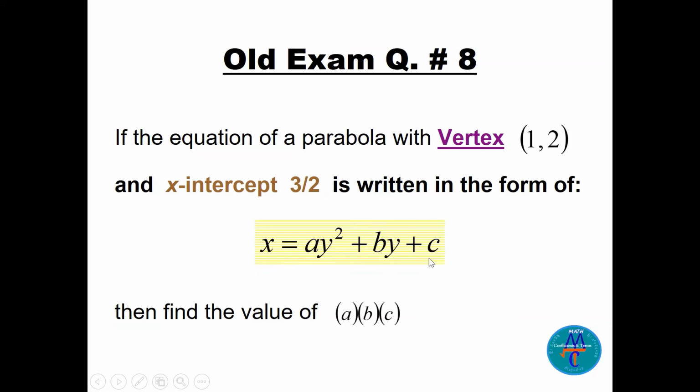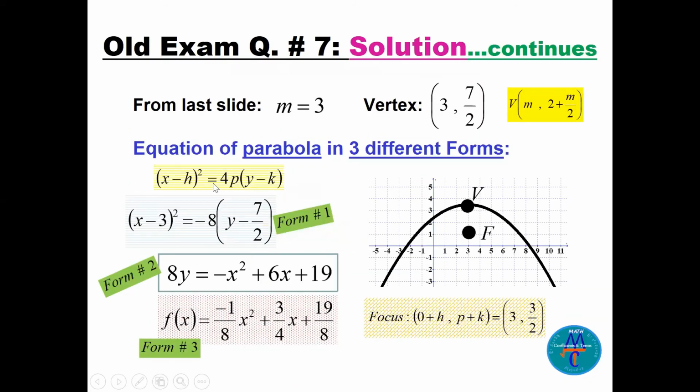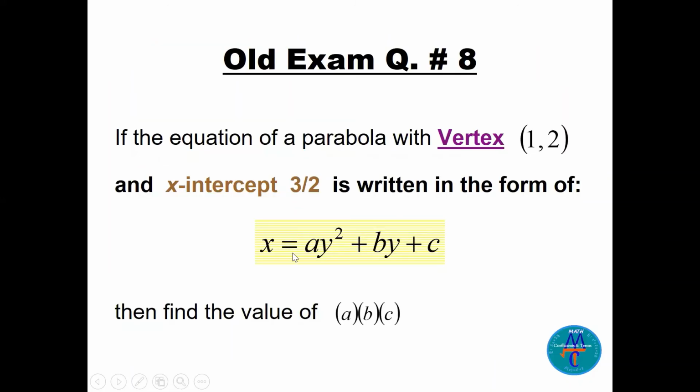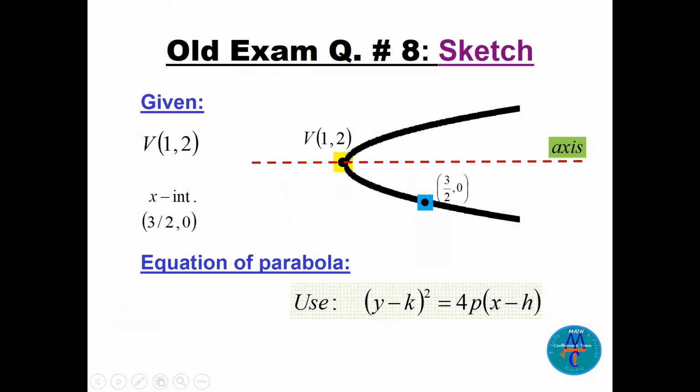Remember here, I said we have form number 1, form number 2, form number 3. So we need this form, but this one is a vertical parabola, and this one looks like a horizontal parabola. Little sketch here, the vertex is (1, 2), and there is an x-intercept. X-intercept means y = 0 and x = 3/2. So that's the point here on the parabola. See, this is the axis. So we have a point on the parabola, it opens to the right, so we can use the equation (y - k)² = 4p(x - h).